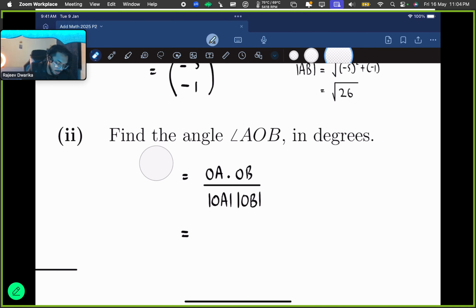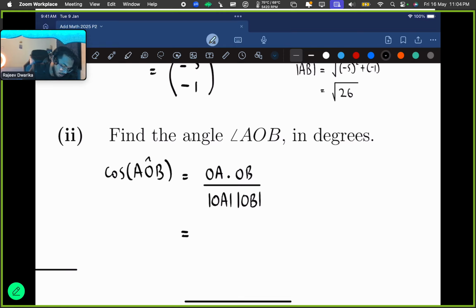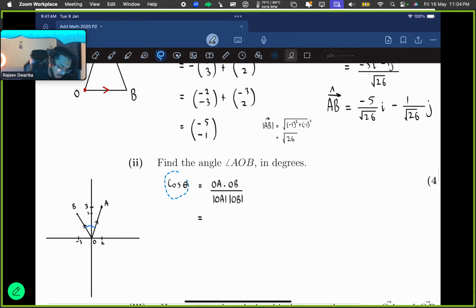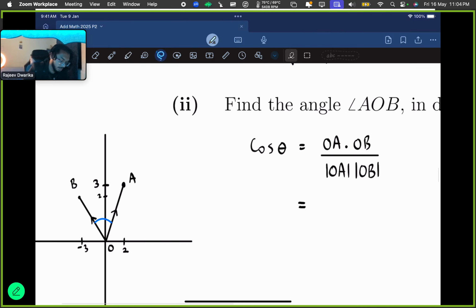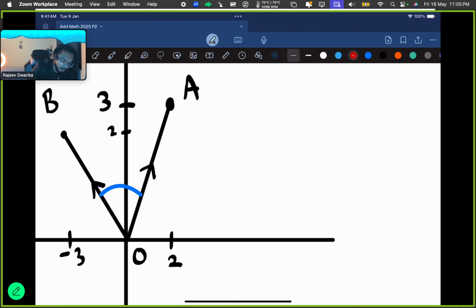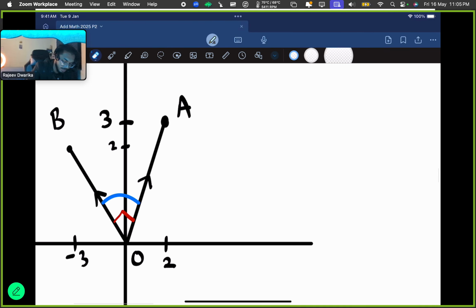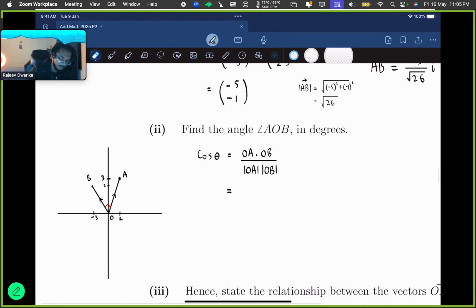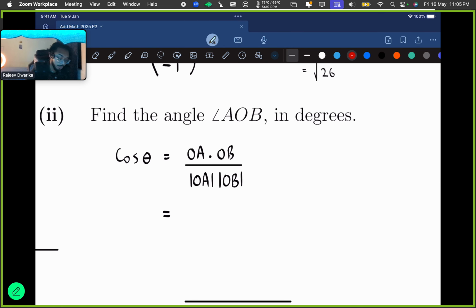Also, this is supposed to be cos theta, so cos AOB, or you could just write cos theta so I don't confuse anybody. Anytime your dot product is 0, that means the two vectors are perpendicular to each other. If you draw this perfectly, it's supposed to be 90 degrees in the middle. Anytime your dot product is 0, it's perpendicular.